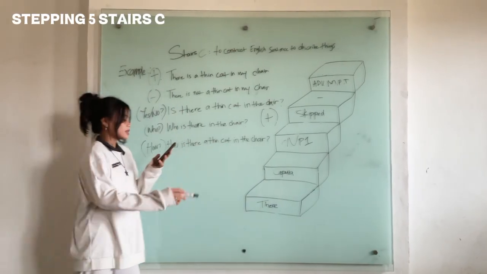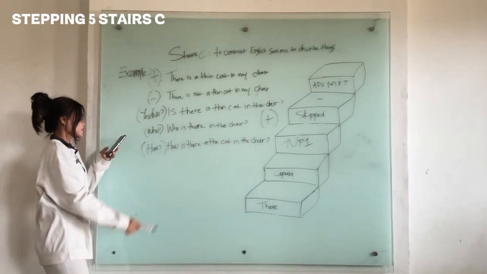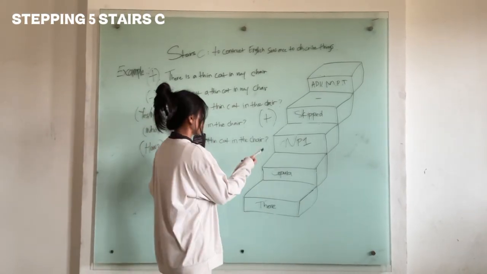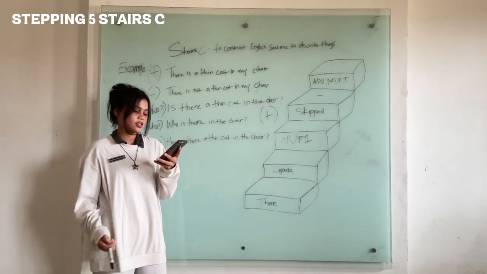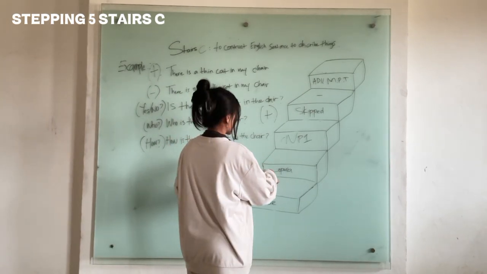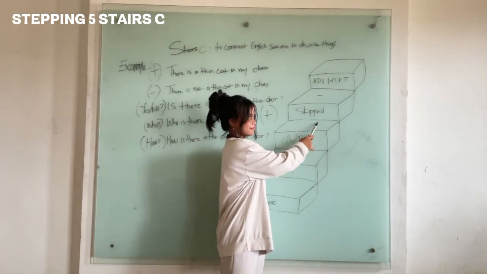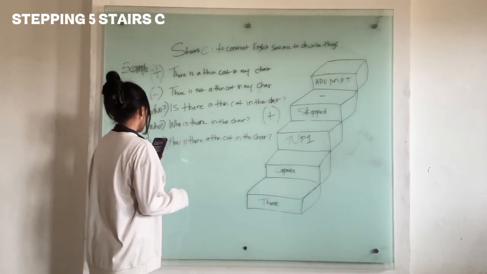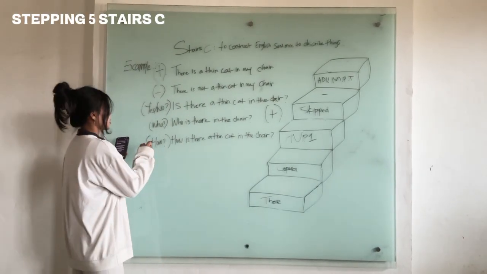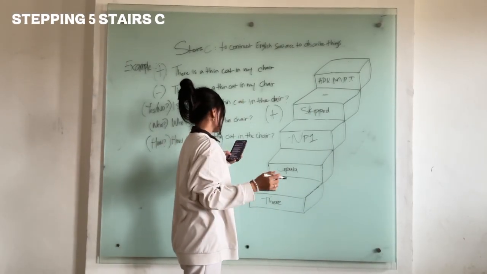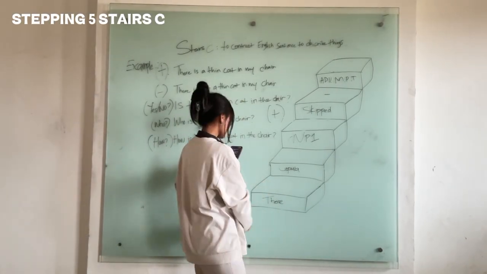I am going to use the positive sentence to construct them into stair C. First, draw the stepping 5 stairs; four stairs are skipped because I use the positive form for the sentence: there is a thin cat in my chair, and move them into the stairs.